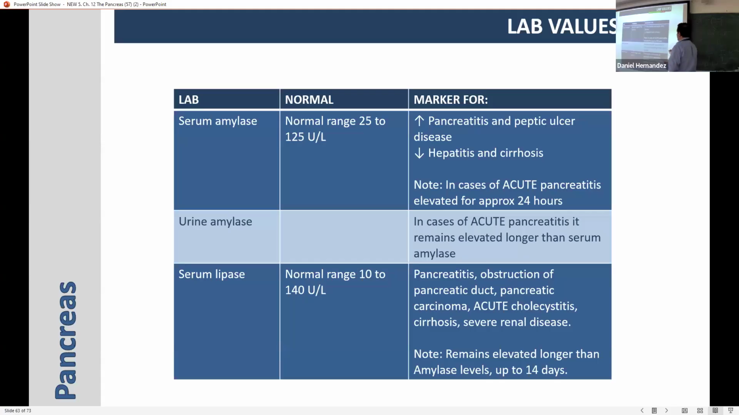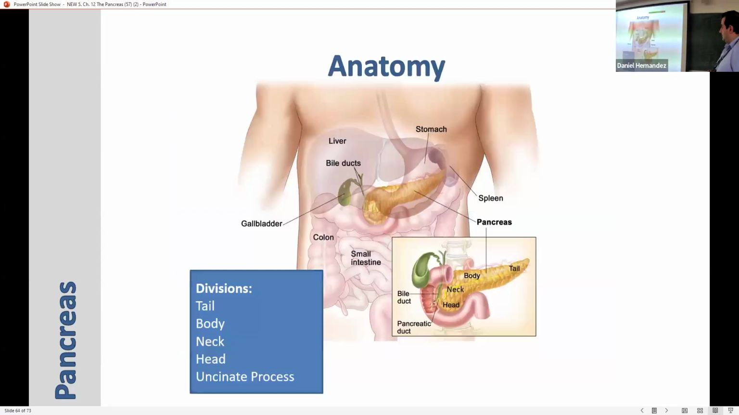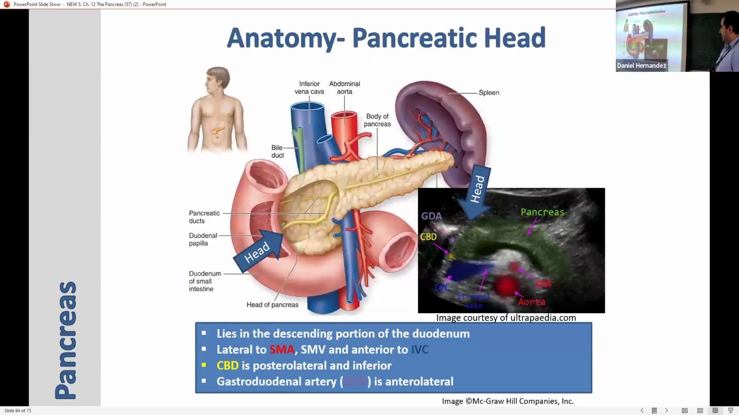If serum amylase is very low, this could potentially indicate an issue with the liver, patients who have potential hepatitis or cirrhosis. But primarily we're looking for elevation in these enzymes. Again, be familiar with your divisions.